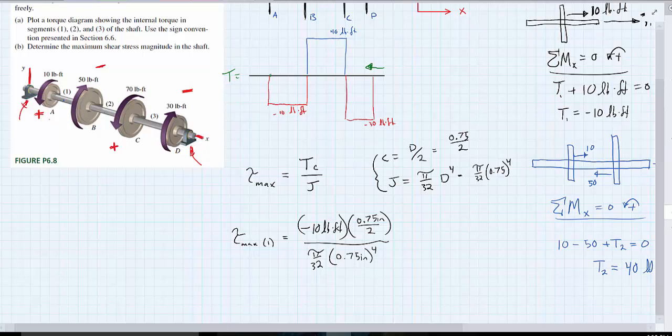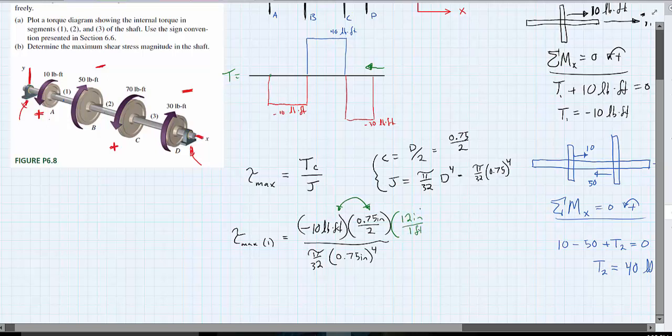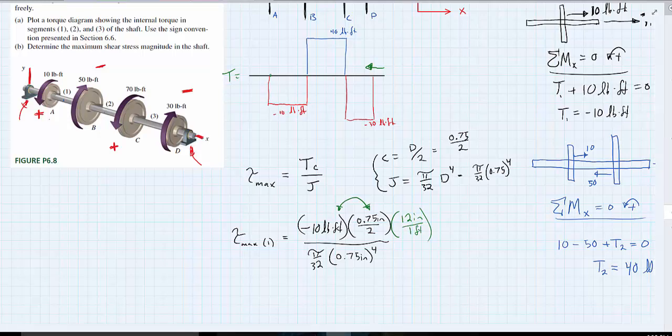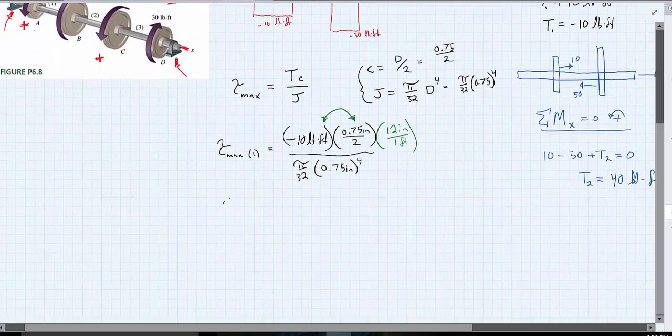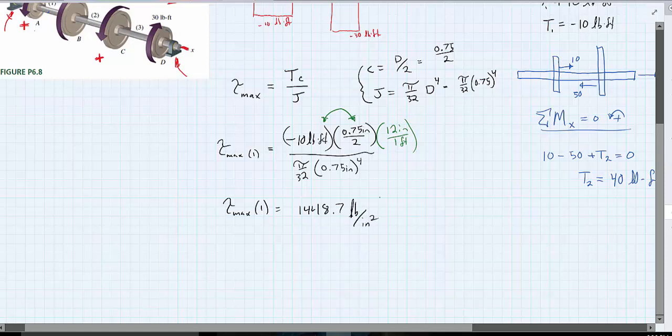So if you noticed, we have a discrepancy between our units here. We have feet on this side and inches on this side. So we need to make sure that we have that conversion, 12 inches per 1 foot, to get the units to match. And so tau max for member 1, if you punch this in correctly, you should get 1,448.7 pounds per square inch, or we can say PSI.